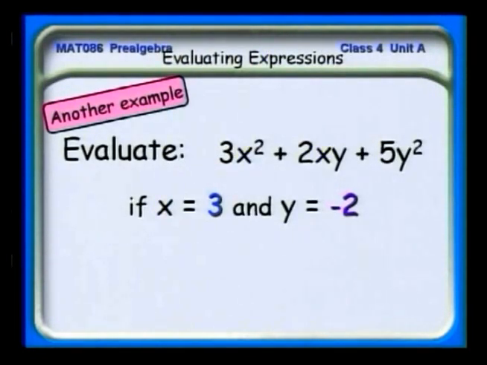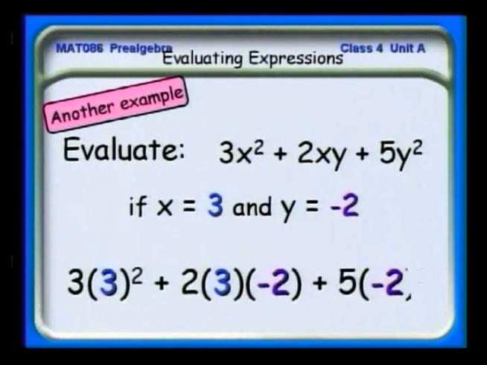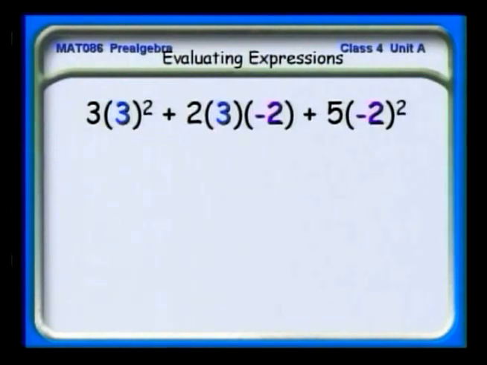This one, you see, has two variables, x and y, and we're going to try to evaluate this when x is equal to 3 and y is equal to minus 2. As we indicated before, where we had an x, we'll put in the 3, and where we have a y, we'll put in the minus 2, and then we'll continue to evaluate it using the rules we've learned when we looked at evaluating expressions and the order of operations.